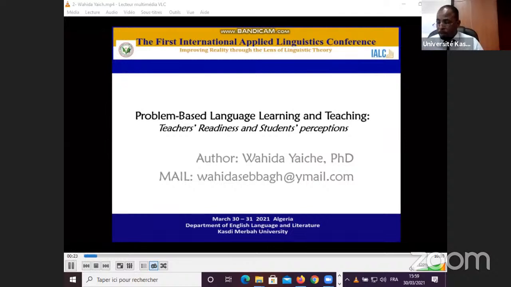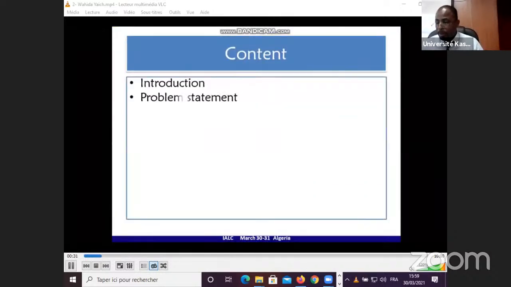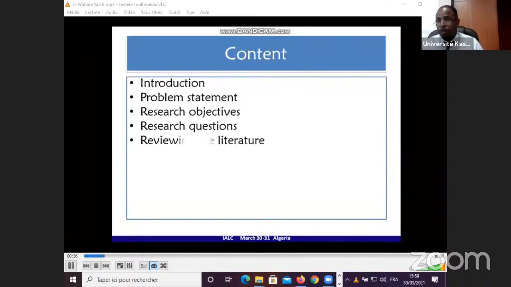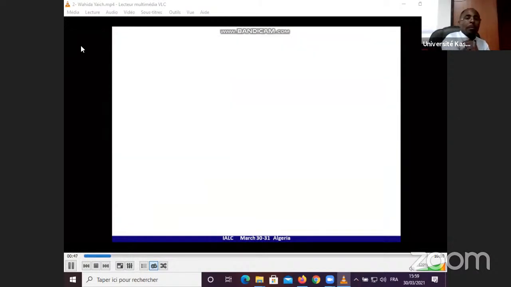In my presentation entitled Problem-Based Language Learning and Teaching, Teachers' Readiness and Student Perception, I will first introduce my topic, explain the problem statement, cite the research objectives and applications, review the literature, explain the methodology used for the investigation, discuss the results, present the research implications, and finally the conclusion.